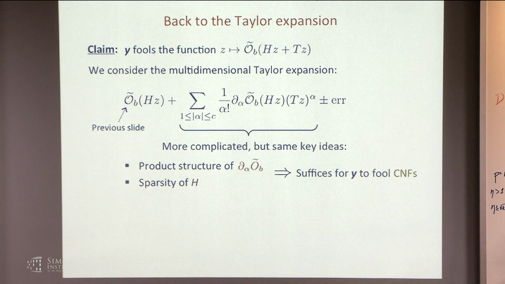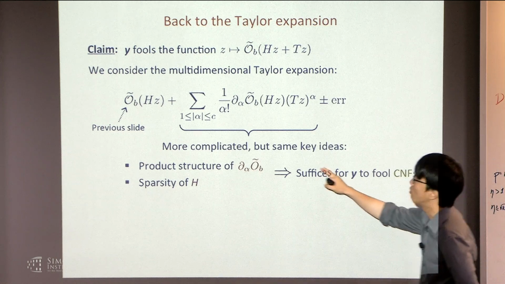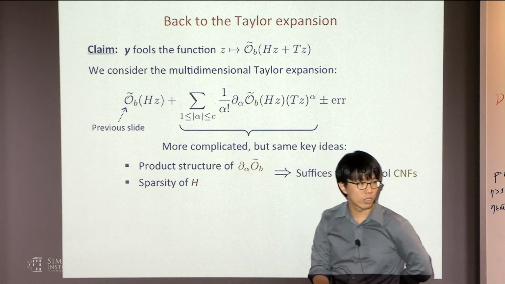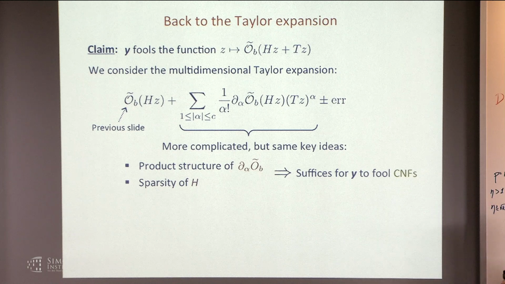Just a quick remark. We're crucially using the fact that we can fool CNFs to very high accuracy. For, say, the cth order, you're dealing with m to the c many terms. We do a naive union bound. And because we can fool CNFs to such high error, we can afford to do this. So that was key for us.